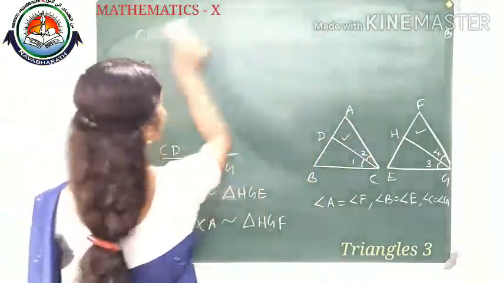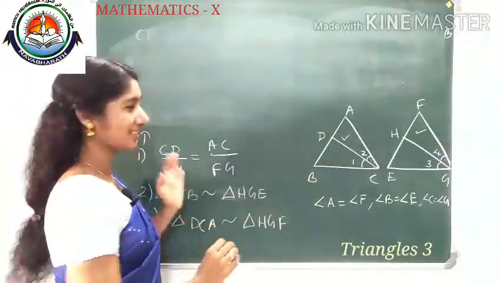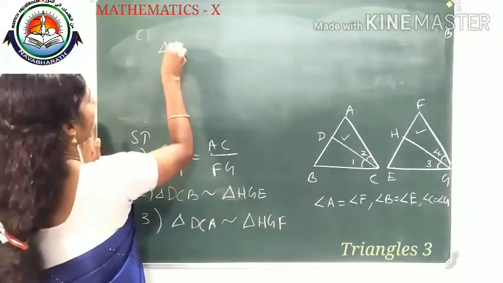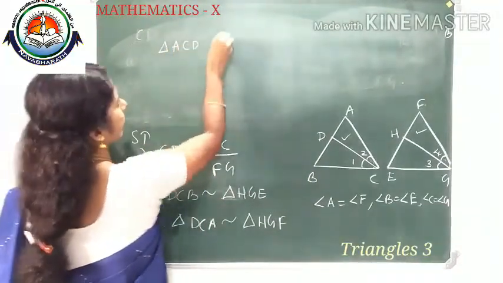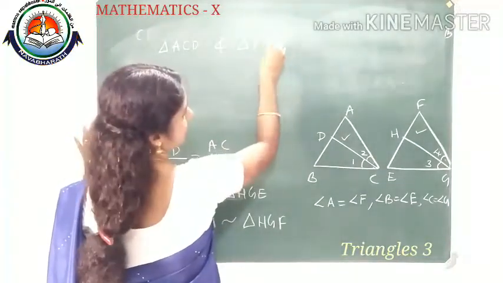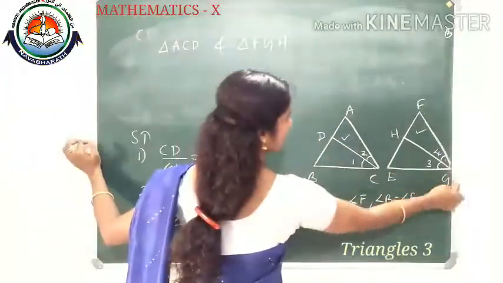So the question means that figure. So we transformed the question into that figure notation. See, you need to consider the triangle ACD and consider the triangle FGH. ACD and FGH.